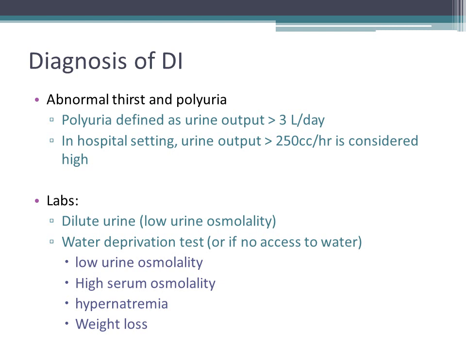Patients with primary polydipsia, of course, would start with dilute urine, but over time they would start concentrating, and they would never have issues with high serum osmolality or hypernatremia if you deprive them of water.